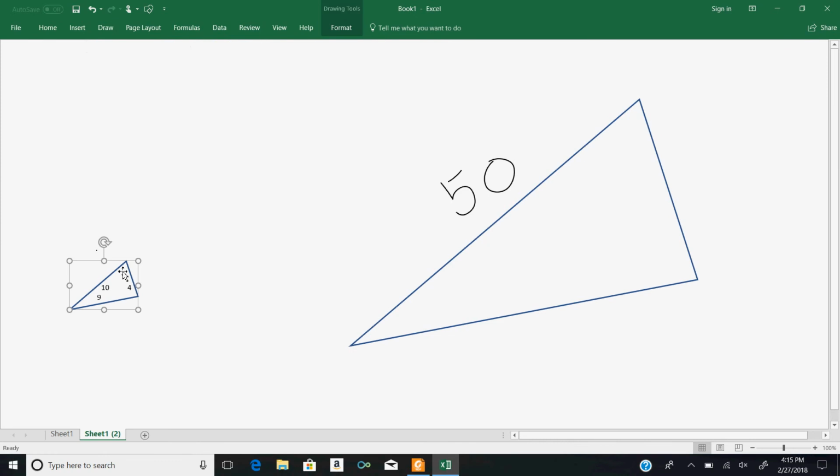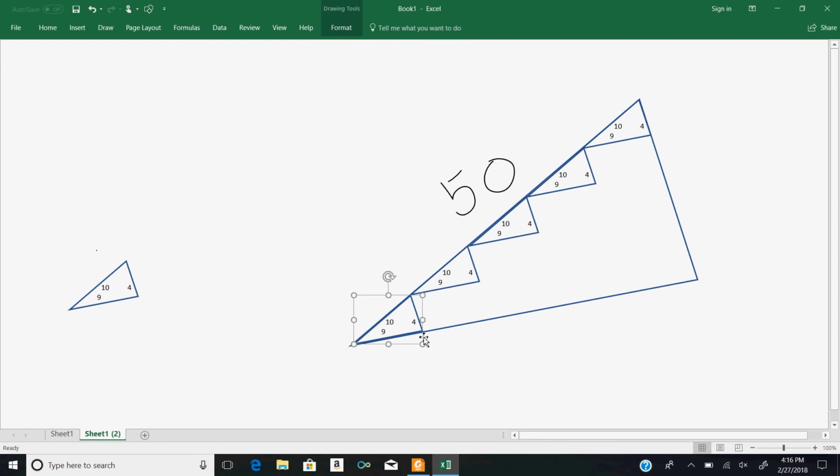I have to see how many small triangles are in the big triangle. So I'm going to take copies of my small triangle and see how many are in the big triangle. In other words, I'm seeing how many 10s are there in 50, or I am taking 50 and dividing it up into 10s.